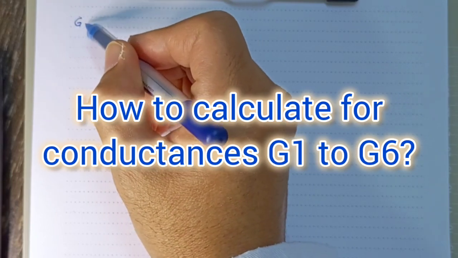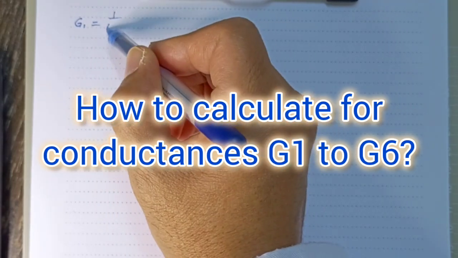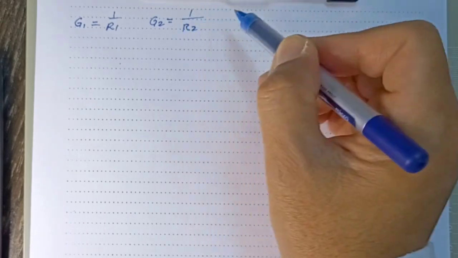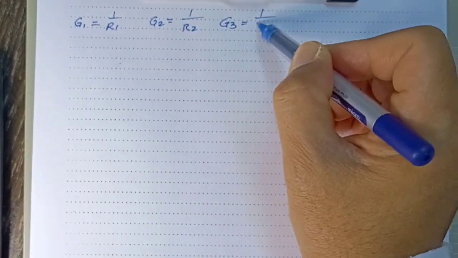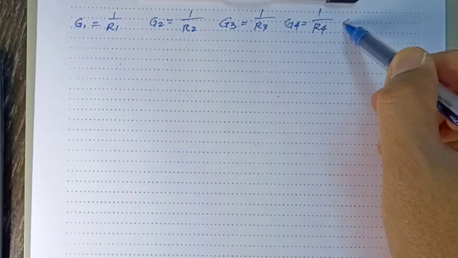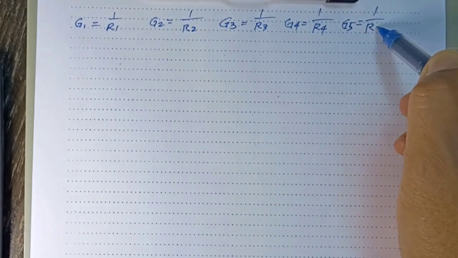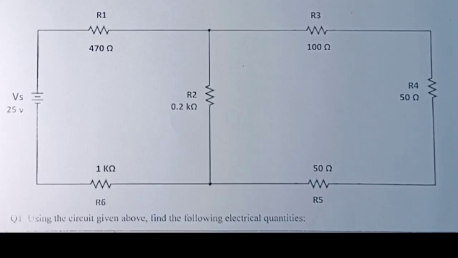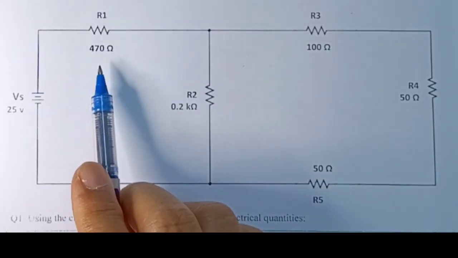So the conductance formula is G1 equals 1 over R1. We will also calculate G2, 1 over R2. G3 is equal to 1 over R3. G4 equals 1 over R4. G5 equals 1 over R5. And G6 equals 1 over R6. The values of the resistors are the following.